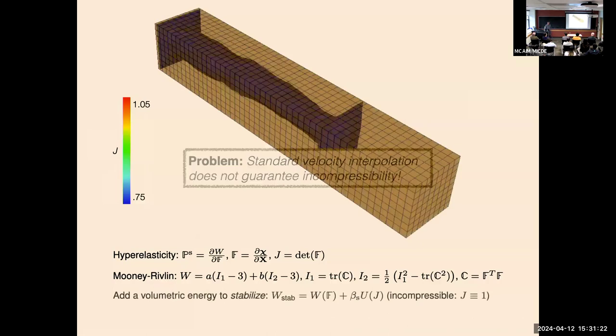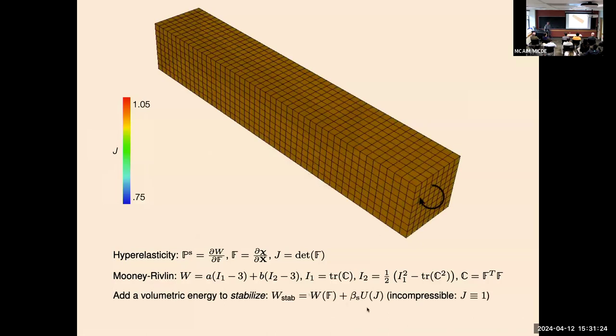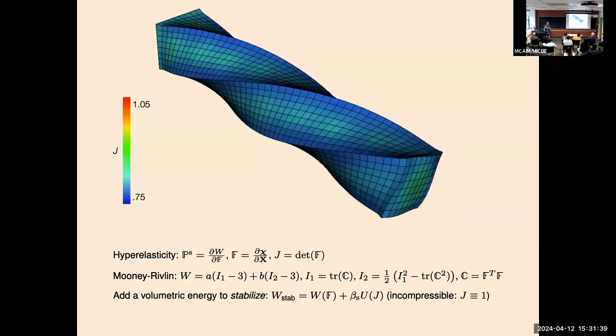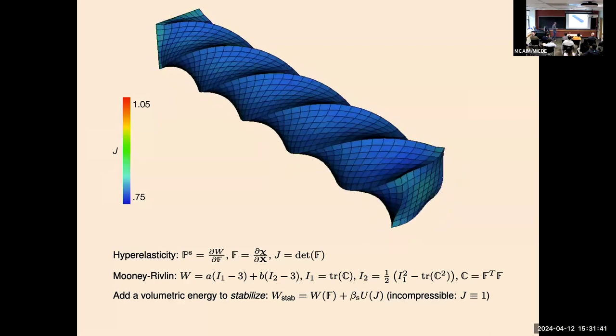There are a few things that you could try to do. What we typically do in practice is two things, and I'll show you their effect one at a time. One is we add an extra energy that penalizes volume change. And so we treat it not like an incompressible material, but like a nearly incompressible material. And so then when we do that, we get much better deformations, but it's still not preserving volume.